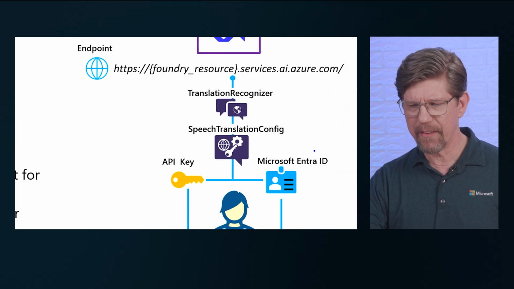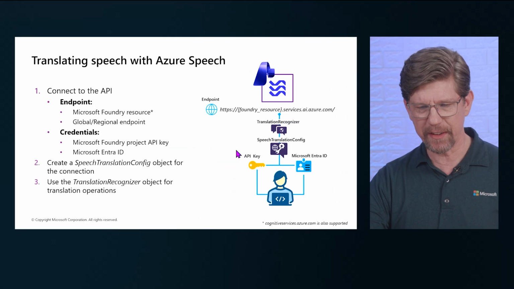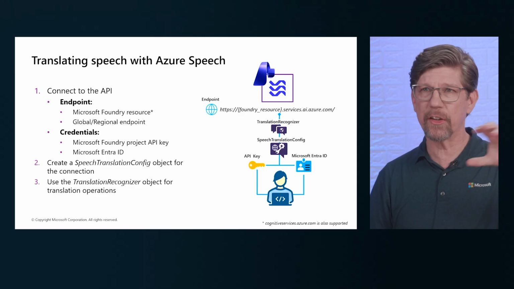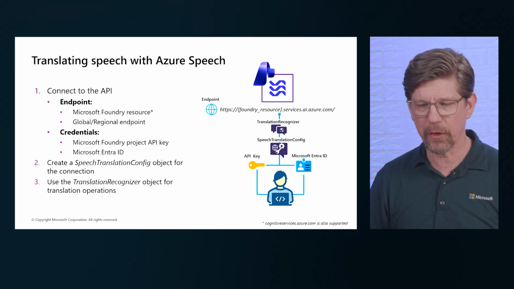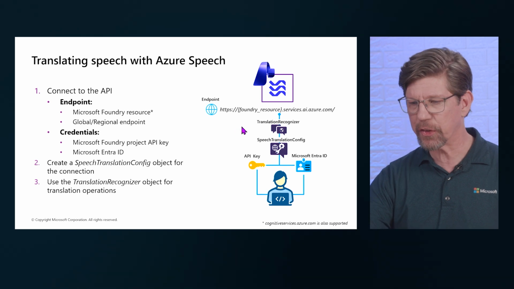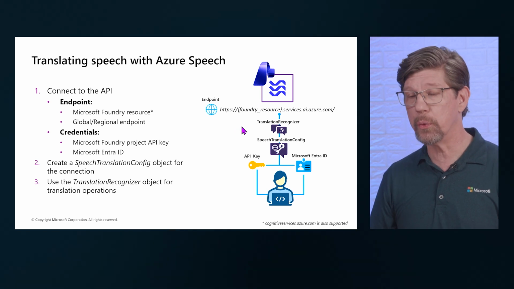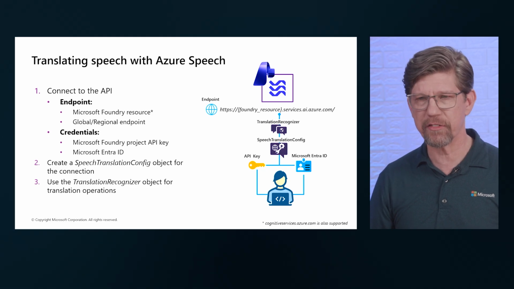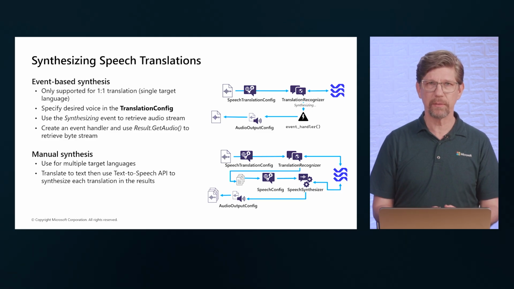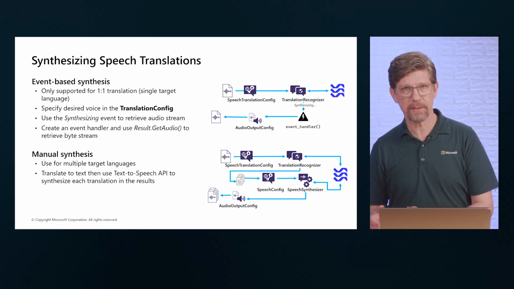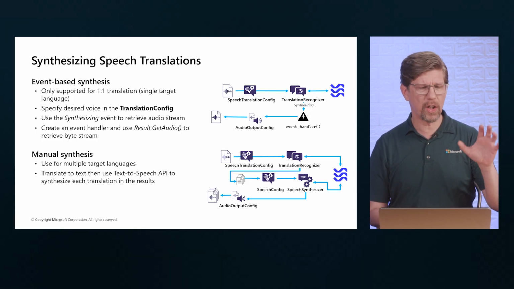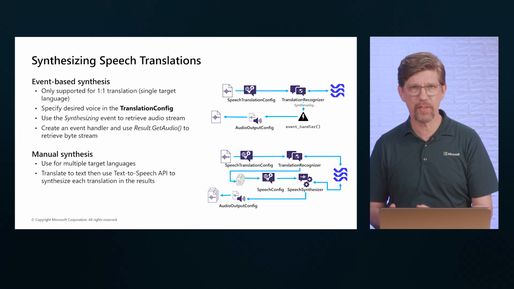And then we will need the speech translation config. The speech translation config is the one that has the connection information. It understands the endpoint, it understands the credential, where we're going. And then we can bring in the translation recognizer, whose job is to do the actual work from the configured resource. Now, when we are using that translation recognizer, we have a couple of different formats, for a couple of different scenarios. What you see here on the screen, they talk about event-based or manual synthesis.